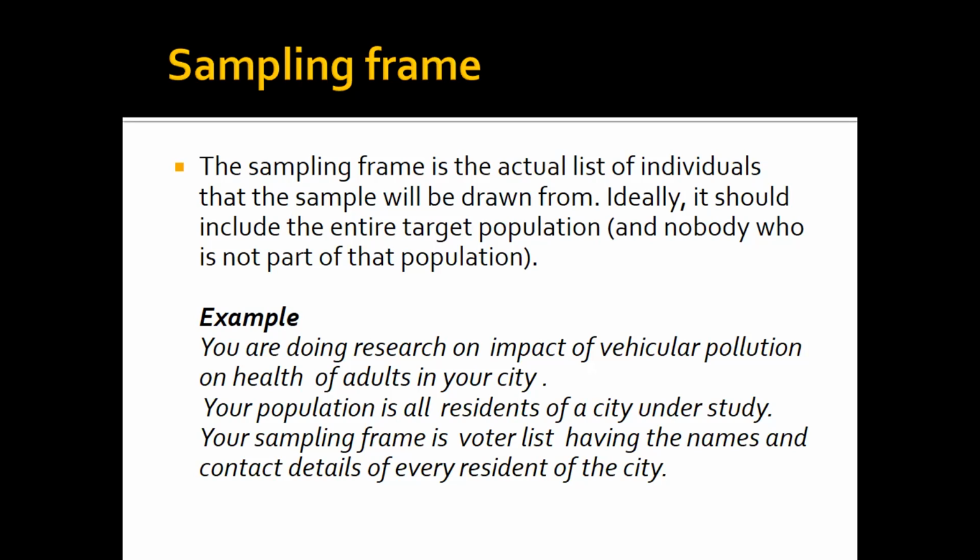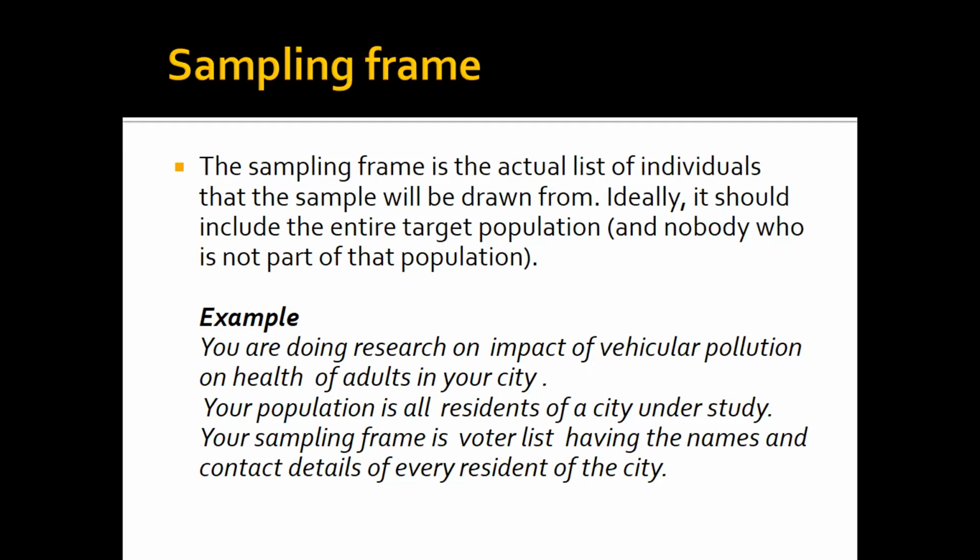So what is your population? Above 60 age group? No, I'm asking about this particular example that I have given over here. It's already given. Your population is all residents of a city under study. But not all residents, adults. It's written adults. So you need a list of all the adults in this city, and that will be your sampling frame.